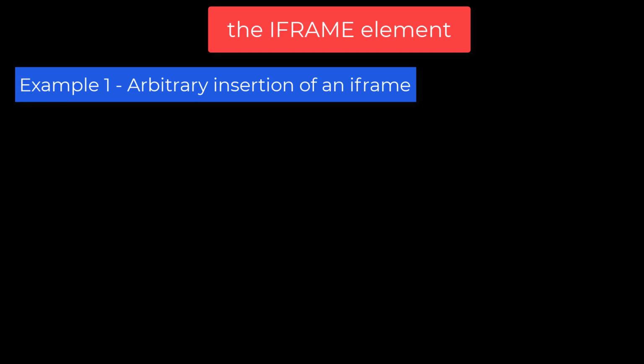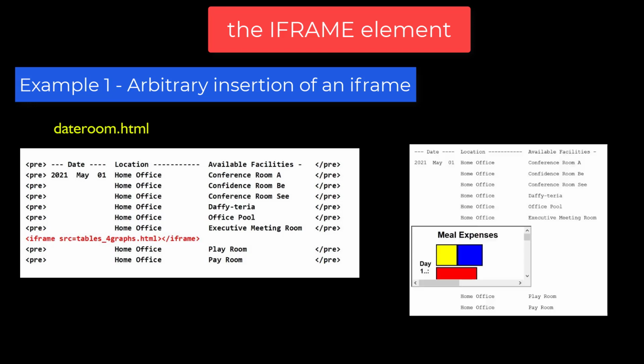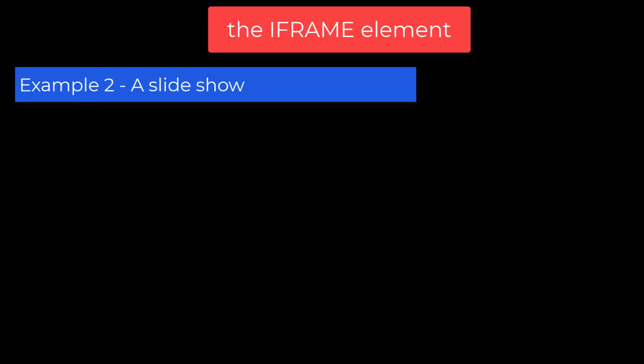Example 1, arbitrary insertion of an iframe. In our dateroom.html report, I slipped in an arbitrary iframe pointing at our table HTML that created a graph. Here's the relevant HTML. So notice the iframe src equals tables_for_graphs.html, and then here's how it displays. So this frame just pops up in the middle of our report, and notice the scroll bars because the default size wasn't quite wide enough and tall enough to hold the entire content.